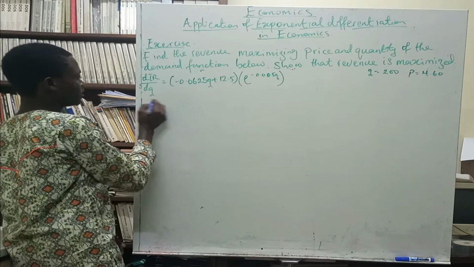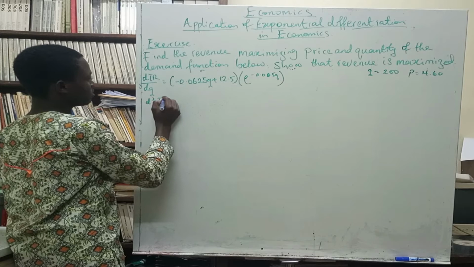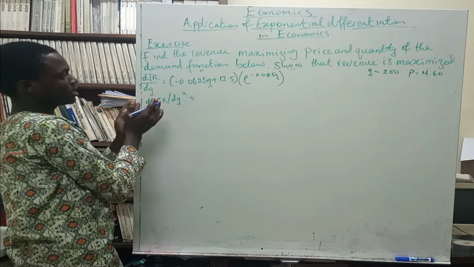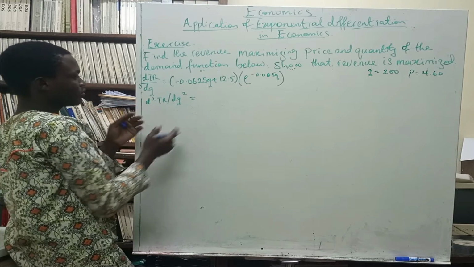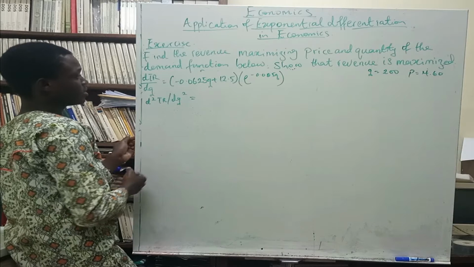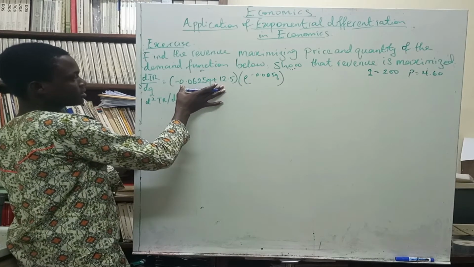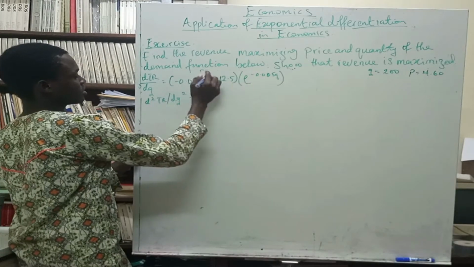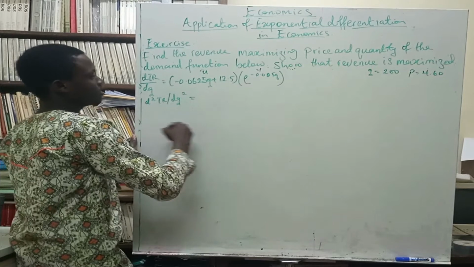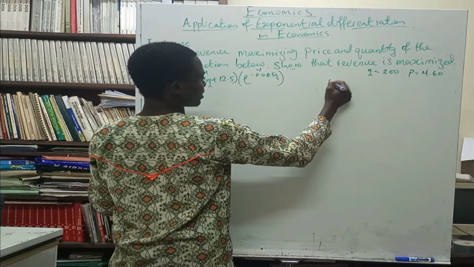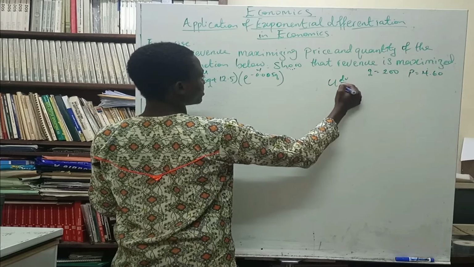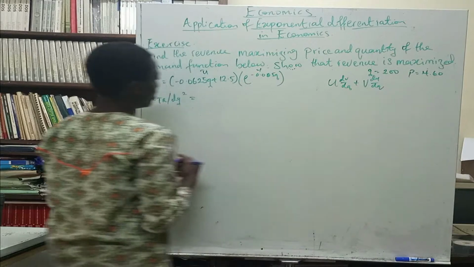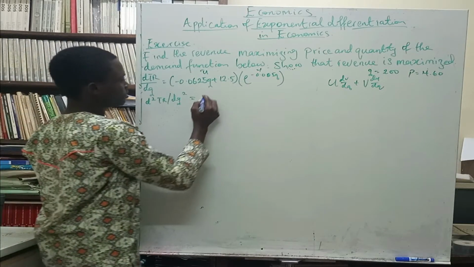So what we are trying to do now is d squared TR over dQ squared. If you look at what we have here, this is basically a product. So we have to use the product rule. So just differentiate this, leave this, differentiate this. This is U. This is V. So we have U dV/dQ plus V dU/dQ.